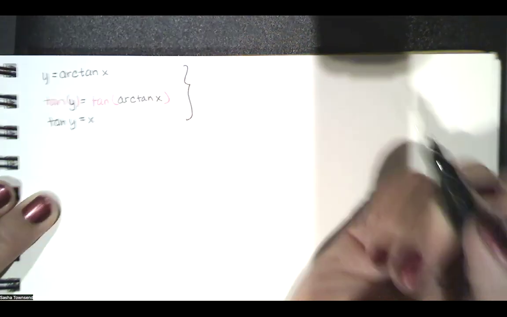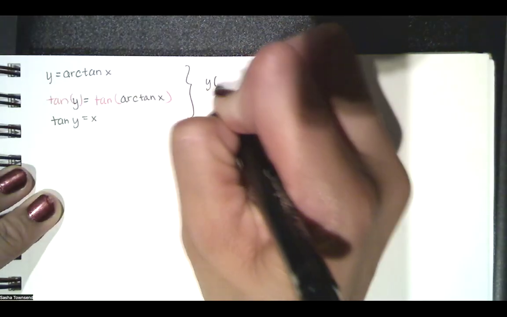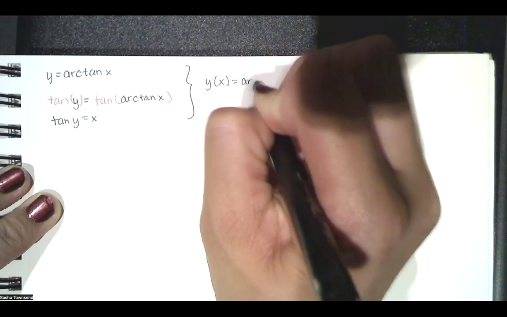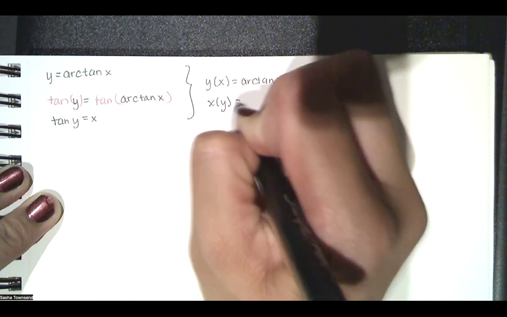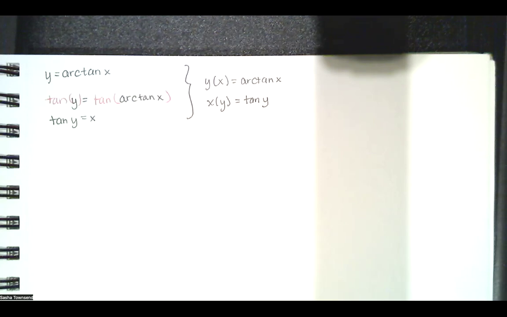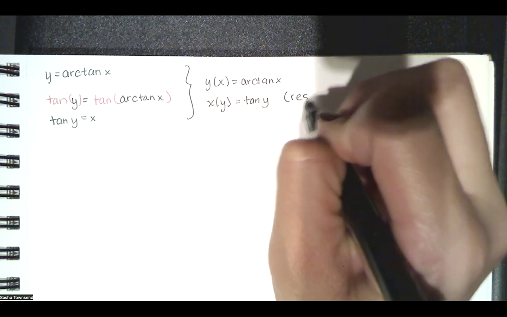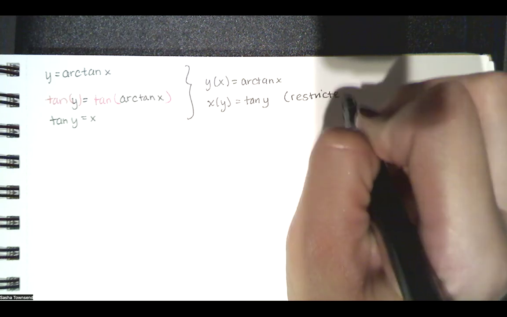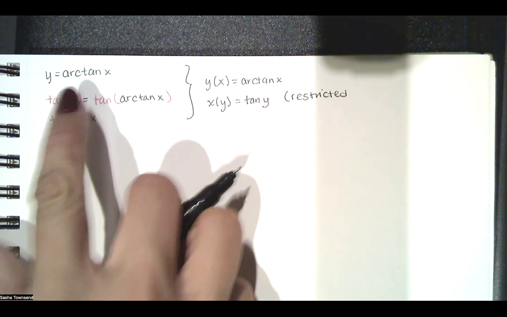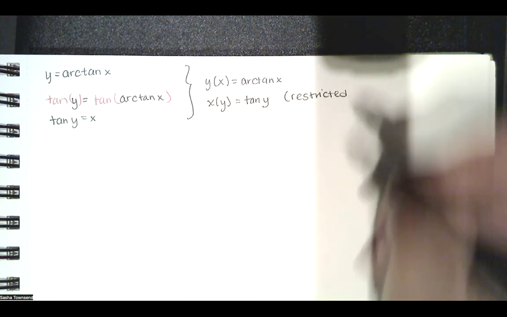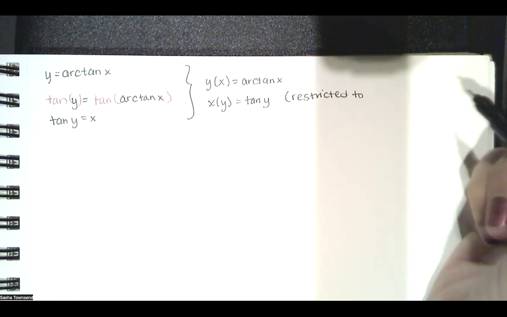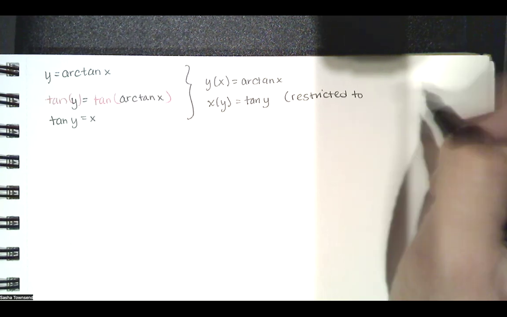So I'm going to use a little bit different notation here and say y of x is arc tangent of x, and x of y is tangent of y. Now, both of those are the same set of points, provided we look at the restriction. When we defined this inverse function arc tangent of x, we actually restricted ourselves to the interval from negative pi over 2 to pi over 2.